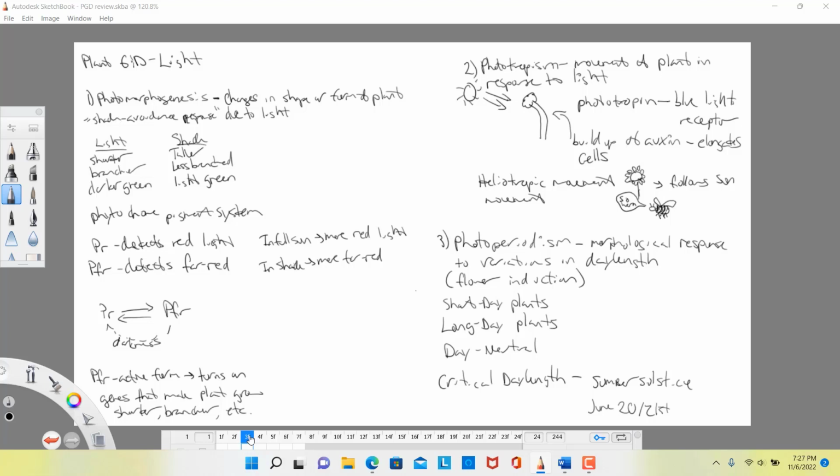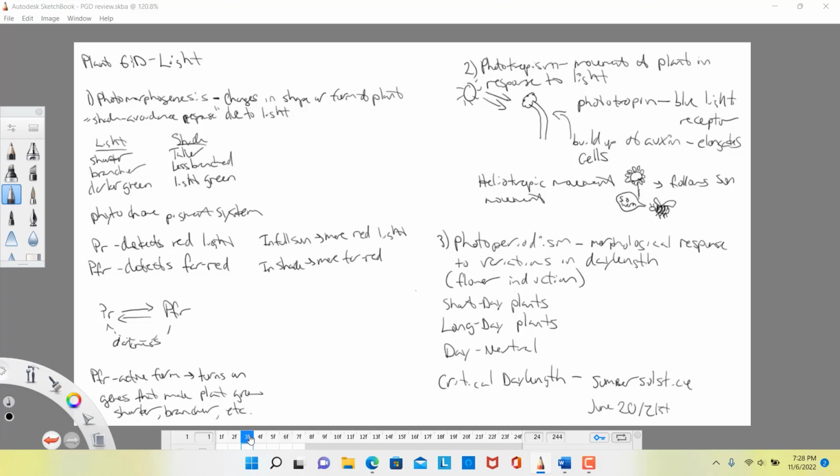So why we're seeing these differences is that in full sun, more red light is shining down on our plants, so more phytochrome red is being turned into phytochrome far red. And that's important because this phytochrome far red is the active form of this pigment. And that will travel to the nucleus of our cells, and it interacts with transcription factors, again, those proteins that turn genes on and off. And those transcription factors will turn on genes that will make our plant grow shorter, branchier, and darker green, right? What we expect to see in our plants that are grown in light.